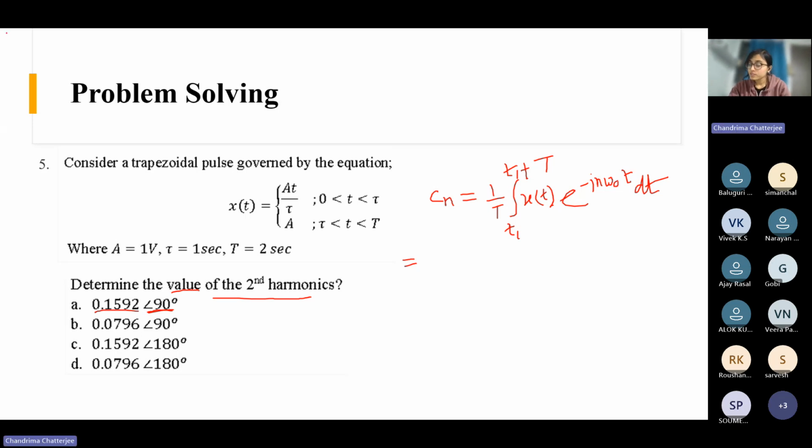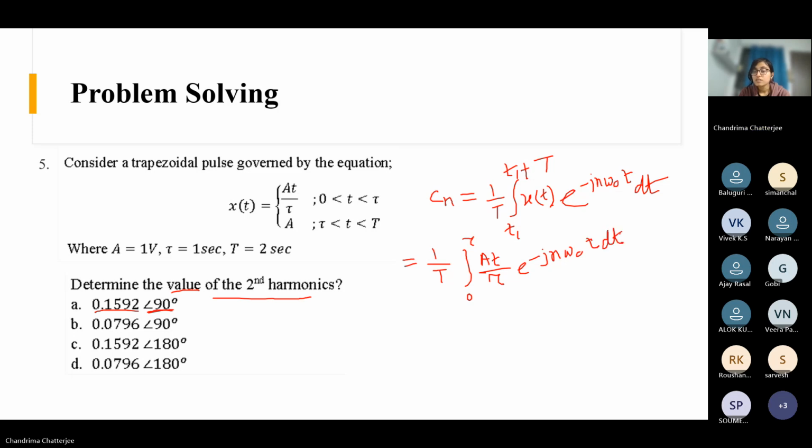I have already solved it in my copy because we will not get time to derive it completely. You will be able to do this integration, right? There will come integration by parts also. So if you just do 0 to tau, then this is A t by tau, then e to the power minus j n omega naught t dt.